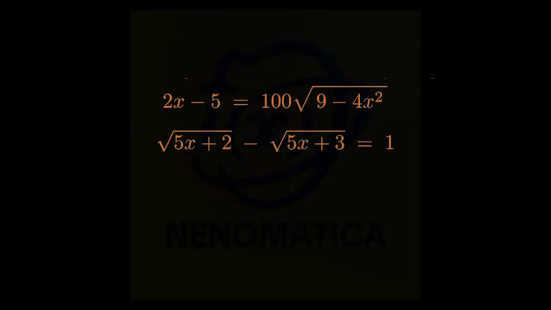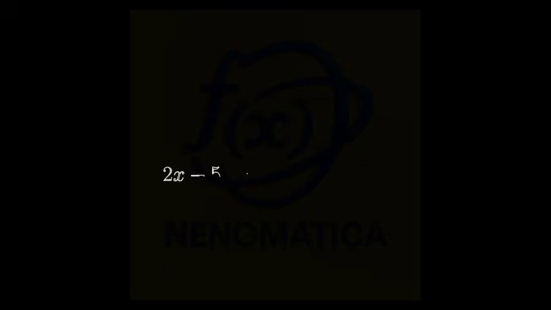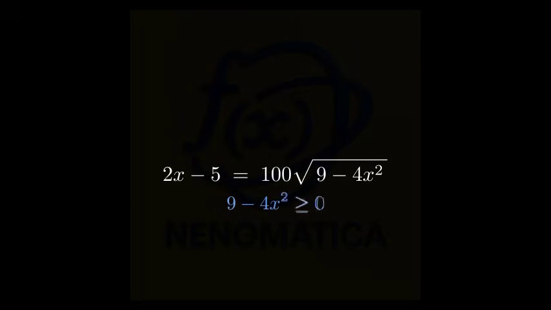Here are the two equations we will analyze. The first, 2x minus 5 equals 100 times the square root of 9 minus 4x squared. The second, square root of 5x plus 2 minus square root of 5x plus 3 equals 1. Let's start with the first equation. The square root requires 9 minus 4x squared to be greater than or equal to 0. Solving gives absolute value of 2x less than or equal to 3, which means x is between negative 1.5 and positive 1.5.